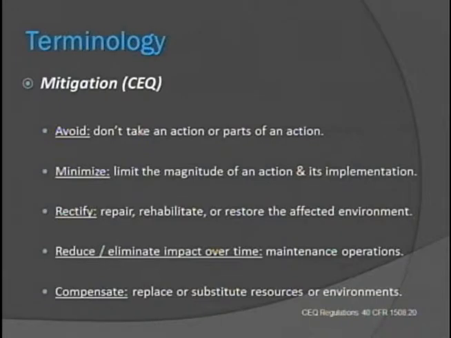First, the Council on Environmental Quality, or CEQ, defines mitigation in 5 hierarchical levels, including avoiding, minimizing, or rectifying impacts, reducing or eliminating impacts over time, or compensating for impacts through replacement or substitution. Just to reemphasize, these mitigation levels are listed in priority order for how they should be considered.